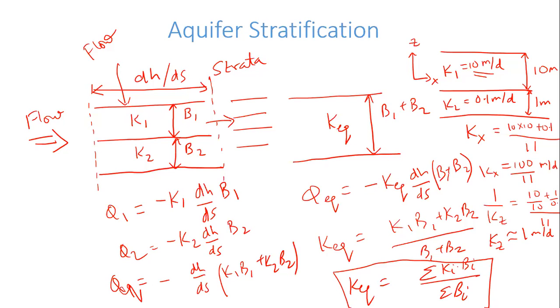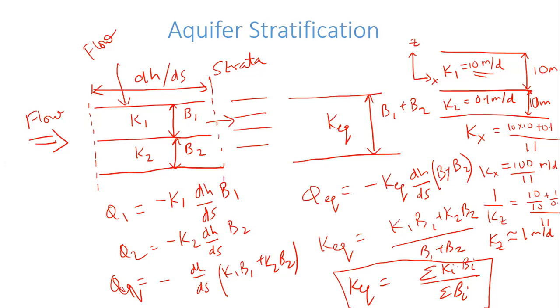So you could do a similar exercise. I chose 10 and 1 meters. If I chose 10 and 10 meters, if both of them were of equal thickness, then you will see something very interesting. This Kx will not change much. Kx will be about 5 meters per day in that case. But Kz will be 0.1 if you do it for 10 and 10.